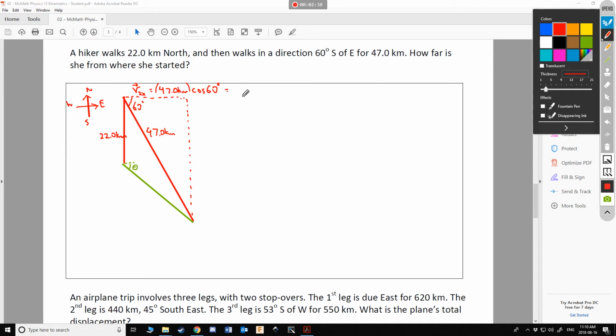Now that comes out to be around 23.5 kilometers. In this y direction, that's going to be V2y. That's equal to 47.0 kilometers times sine 60 degrees. So that comes out to be 40.7 kilometers. You can add directions there as well. So this is south, this one is going east.